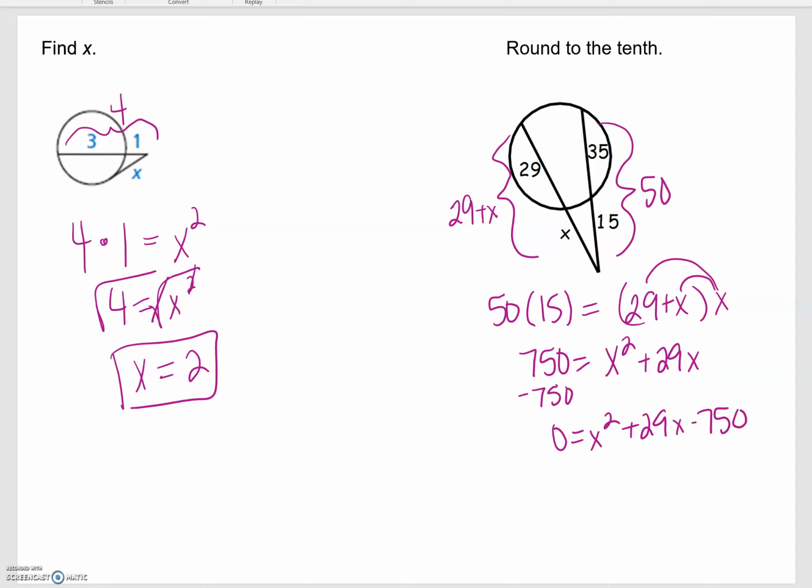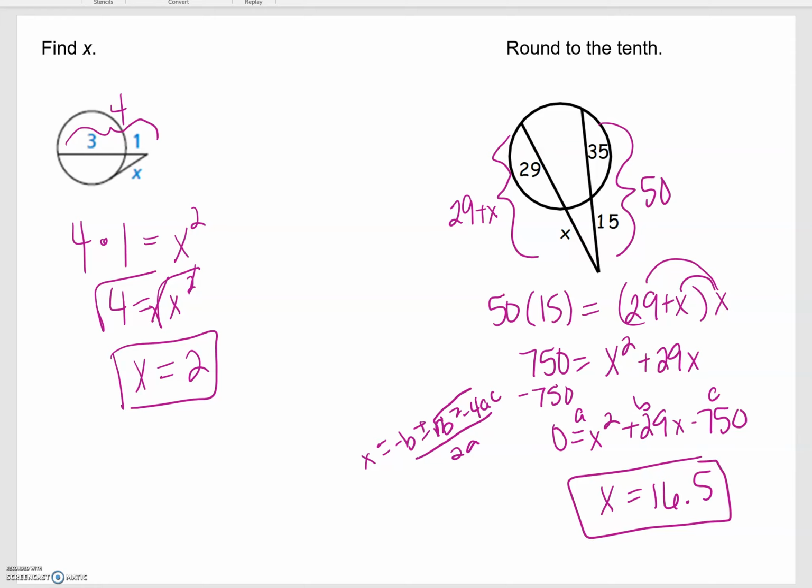And then I notice this one also does not factor, so again, I'm going to put that into my calculator to figure out what that looks like in the quadratic formula, or I'm going to do the quadratic formula by hand, which remember is -b plus or minus the square root of b squared minus 4ac over 2a. You're plugging in a, b, and c. And when you simplify to get the positive answer, because I can't have a negative length, I get 16.5. That's rounded to the nearest 10th.